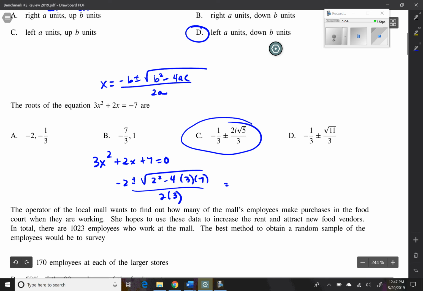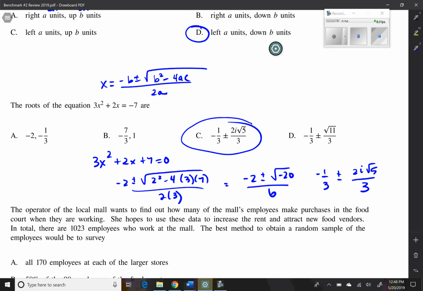So this is going to become negative 2 plus or minus the square root of negative 20 all over 6. I could simplify from there to give me negative 1 over 3 plus or minus 2i square roots of 5 over 3. Actually, that's not 20. No, this would have been 80. I looked at my notes wrong. So now when I simplified it, it would have been that. But the big idea here is it has to have i in it. So I know that that's my choice.